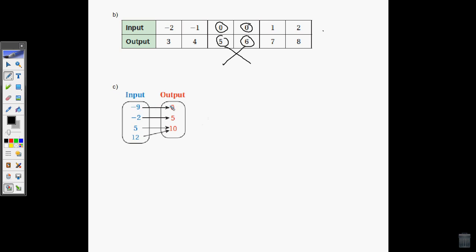C, I have inputs and outputs. -9 is related to 0, not related to anything else. -2 is related to 5, and -2 is not related to anything else. 5 is related to 10, but it's not related to anything else. And 12 is related to 10, but 12 is not related to anything else. So even though 5 and 12 are both related to 10, it's okay because each input is related to only one output. Outputs can be related to multiple inputs. This is a function.